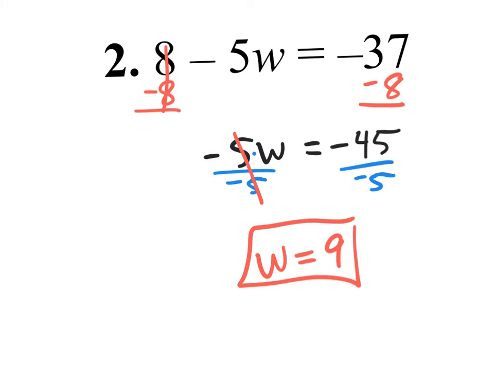So if you wanted to double check it, this is what you should do on your paper to double check. Rewrite your equation, but instead of the W, put a parenthesis and plug in the 9 right in there. And if you do this math, you need to verify that it's actually a true statement, that it's actually equal. 8 take away 5 times 9 is 45. 8 take away 45, it really is equal to negative 37. So I've double checked it right there.